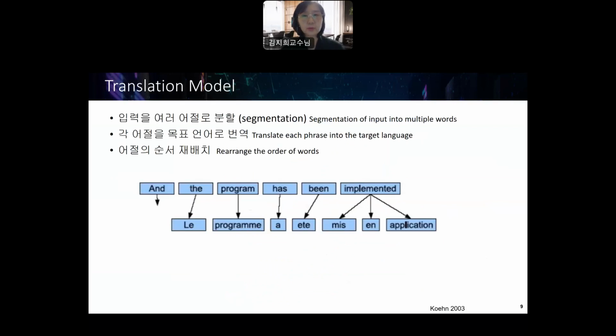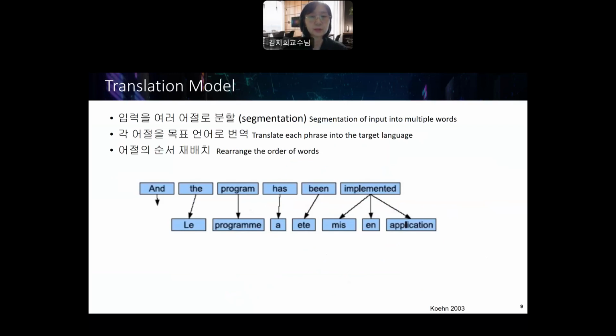The translation model starts with segmenting input into multiple words. So here, basically, again, it's based on the parallel corpus, and how it translates each phrase into the phrases in the target language.